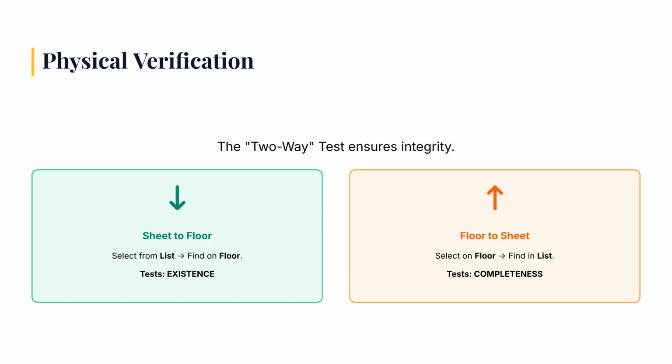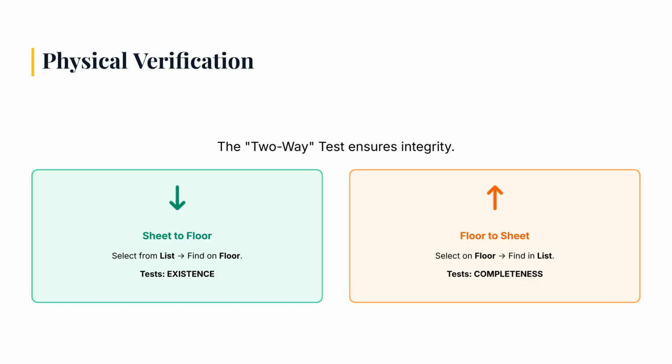Now, the fun part, going on site. This is the physical verification. Students often confuse floor to sheet and sheet to floor. Let's make it simple. Test 1. Sheet to floor. Testing existence. The logic. I have the list. Sheet. I want to prove these items aren't fake. The procedure. I pick a generator from the list and walk to the factory floor to find it. If I can't find it, the asset list is overstated.